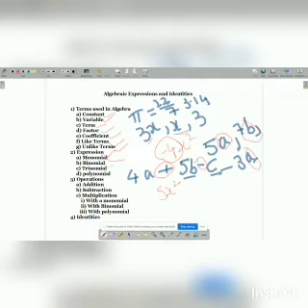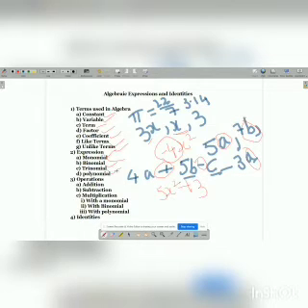The second one is a binomial. The expression consists of two terms. See, 5x square plus 3. If I write it like this, 5x square is a term and 3 is also a term. So this expression has how many terms? Two terms. One is 5x square and the other is 3. So the expression consists of two terms, then it is called a binomial. An expression having two terms is called a binomial.